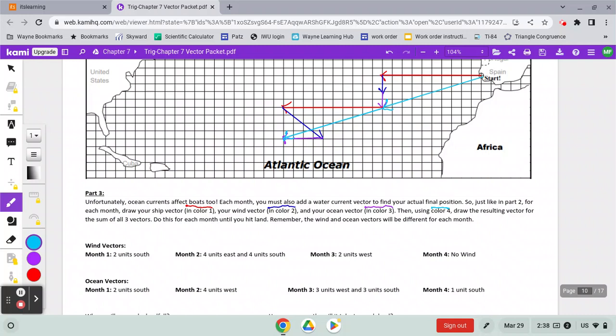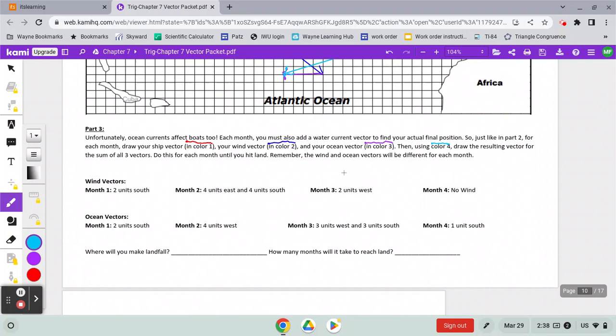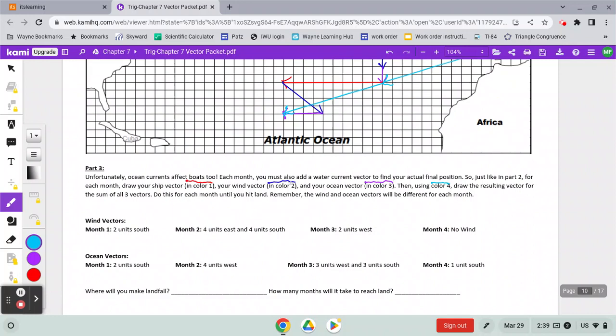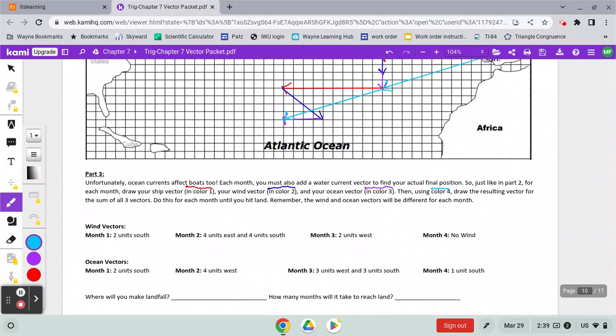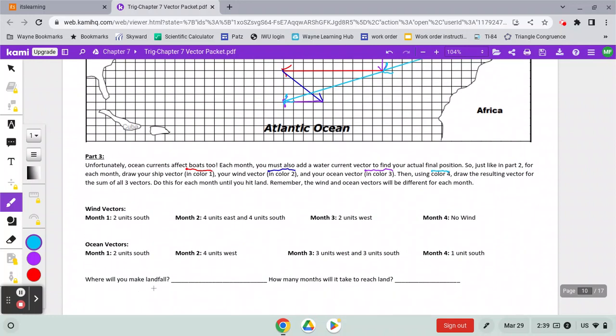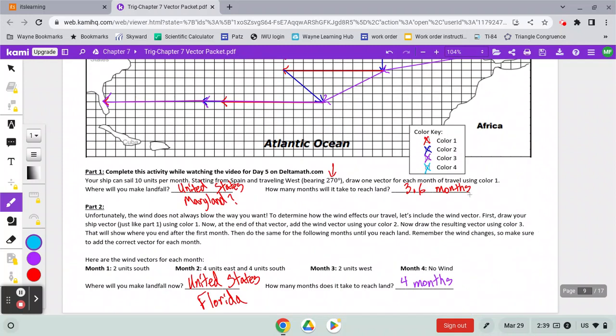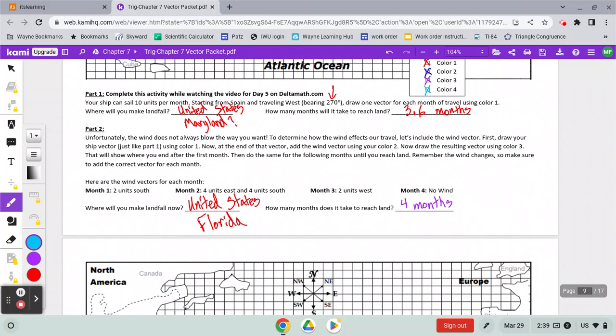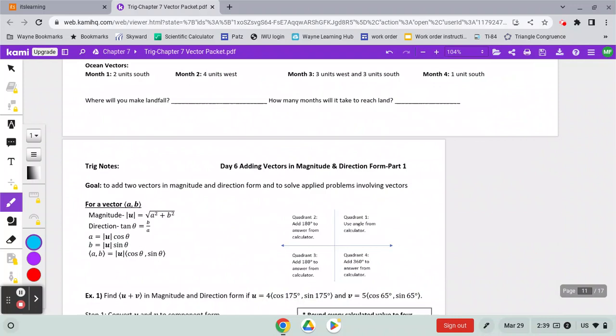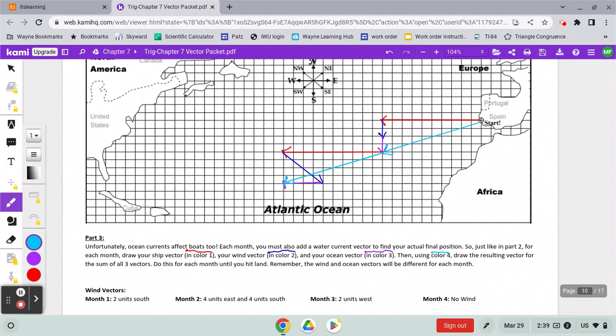I want you guys to keep going. This is the end of the video. If you go to the next question, finish it up, keep graphing until you hit land, and then it will ask you where will you make landfall, and then how many months will it take to reach land. You don't need to put in a label, just give me a number. So like on the front side, it would have been 4, it would have been 3.6. The label will be there at the end for you already. But answer those 2 questions and then submit it.